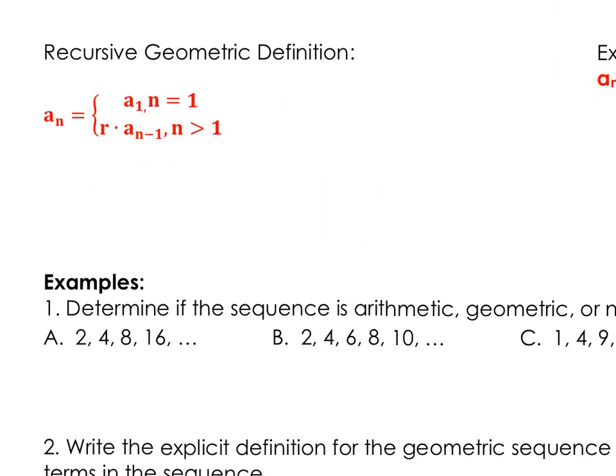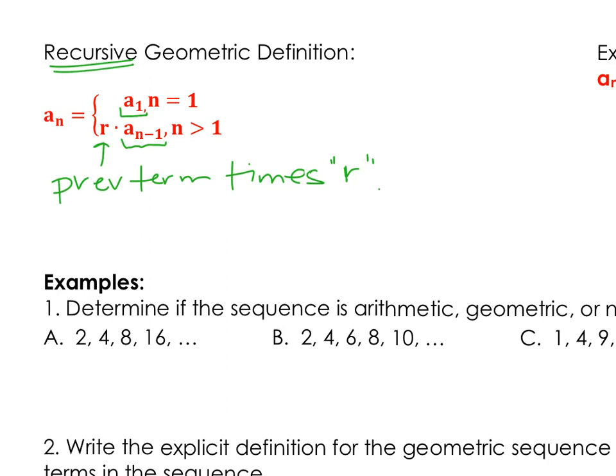Like arithmetic definitions, we're going to have both a recursive and an explicit form. For the recursive geometric definition, we determine our first term a sub 1 for n equaling 1. To get consecutive terms in that sequence, we're going to take the previous term and simply multiply it by the R value. So we could describe this as previous term times the R. And that would get you the next term in that sequence.